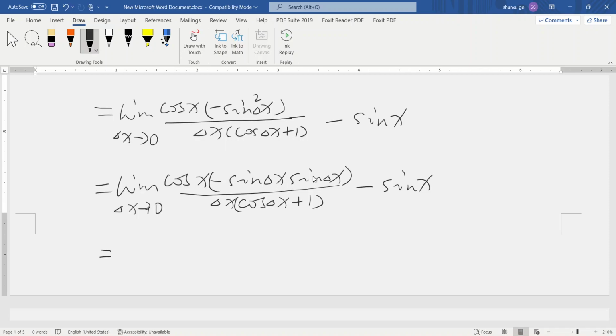Now here, sine delta x over delta x, this part should be 1. And now we can directly insert 0 for delta x. It's okay, it works. So cosine x times negative sine delta x, directly we put 0: sine 0. And here we also can put 0 inside: cosine 0 plus 1.